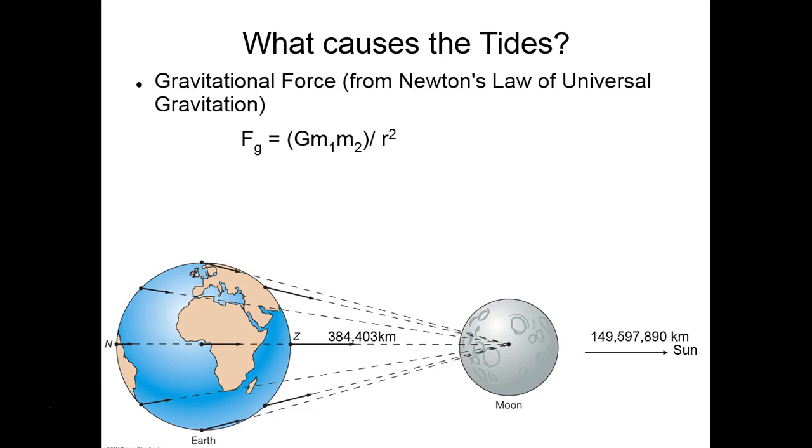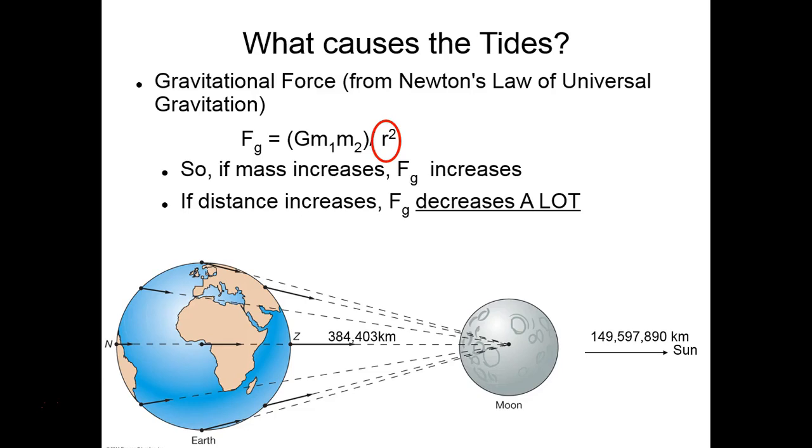Gravitational force, which is from Newton's law of universal gravitation, is shown as an equation where Fg equals the force of gravity. Capital G is a constant for gravity. M1 is the mass of your first object, so maybe Earth, and M2 is the mass of the second object, which could be the moon, divided by the distance between them squared. Okay, so if mass increases, then the force of gravity also increases. That means the bigger the object, the greater the force of gravity.